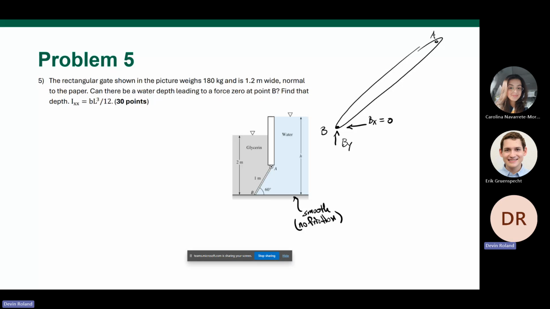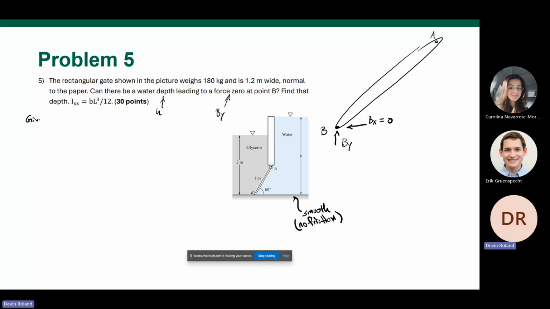And so we have this gate. It weighs 180 kilograms, and it is 1.2 meters wide into the page. So it's 1 meter in length, and then normal into the page, 1.2 meters. We want to determine if there is a water depth on the right-hand side, that H value, that would lead to a force of 0 at point B. That force is the By that I wrote over there. And then we want to find that depth.